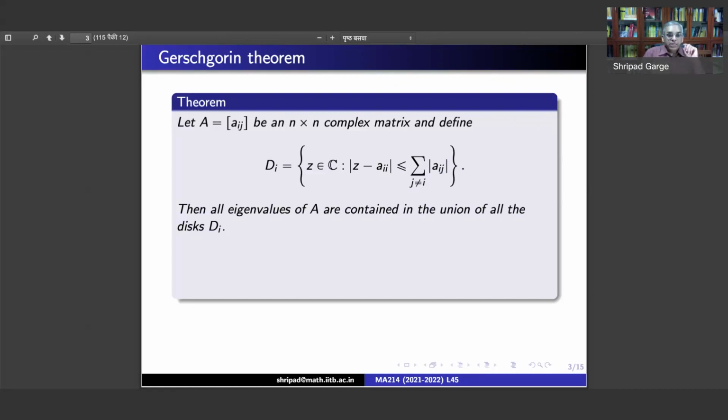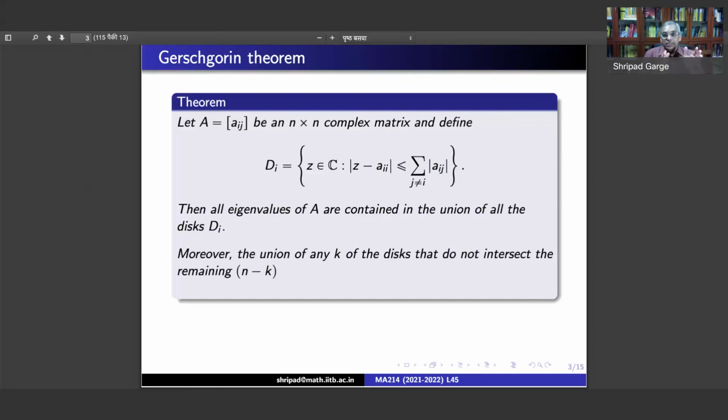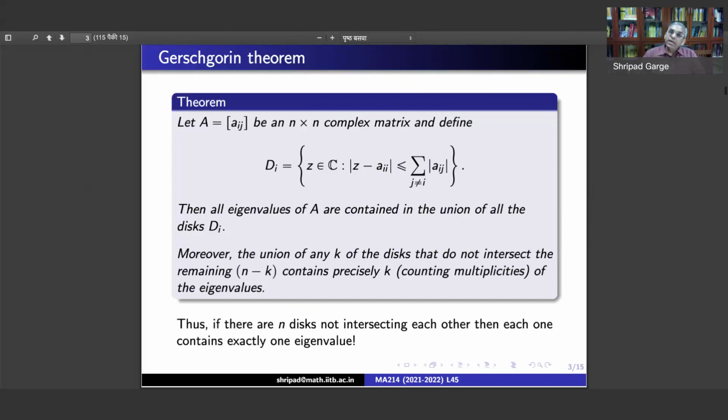Moreover, suppose that there are k disks with the property that their union does not intersect the remaining n minus k disks. Okay, so there are k many disks whose union does not intersect the remaining disks, then this particular union will contain precisely k eigenvalues. That's the nice thing about this theorem. So in particular, if all the disks are disjoint, then there will be exactly one eigenvalue in each of the disks. This is what we have in the Gershgorin theorem.